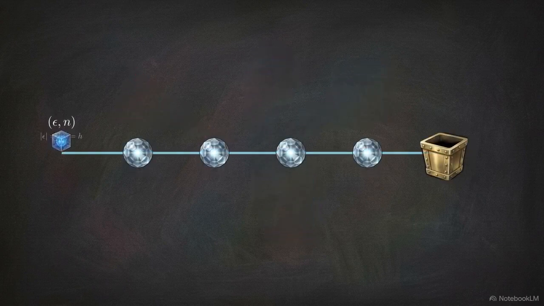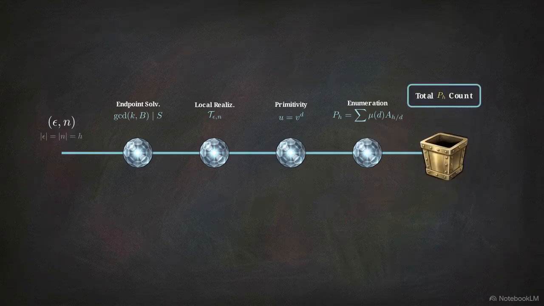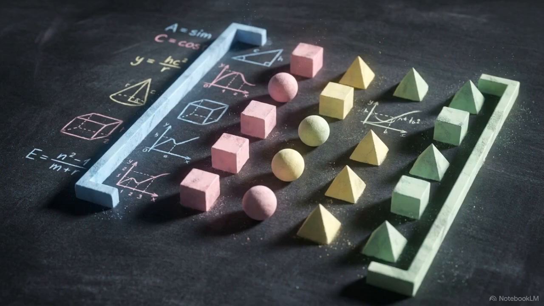This pipeline filters symbolic inputs through 4 successive stages: endpoint solvability, local realizability, primitivity, and enumeration. As a branch moves through these nodes, the theorem translates its symbolic properties into a final count of exact primitive families. Once a branch reaches the end of this pipeline, its structural properties are fully defined.